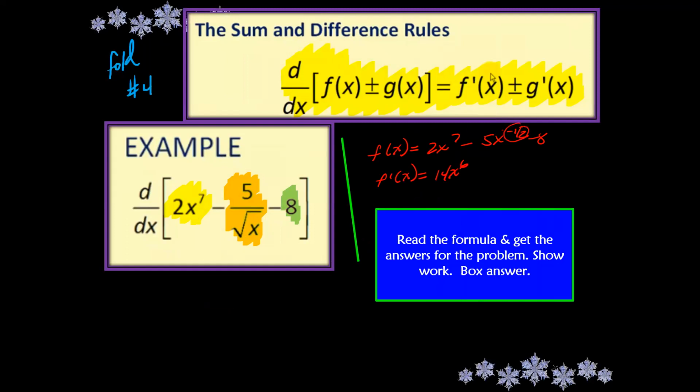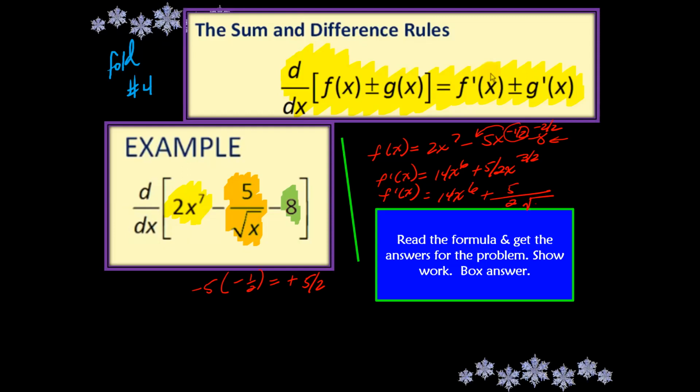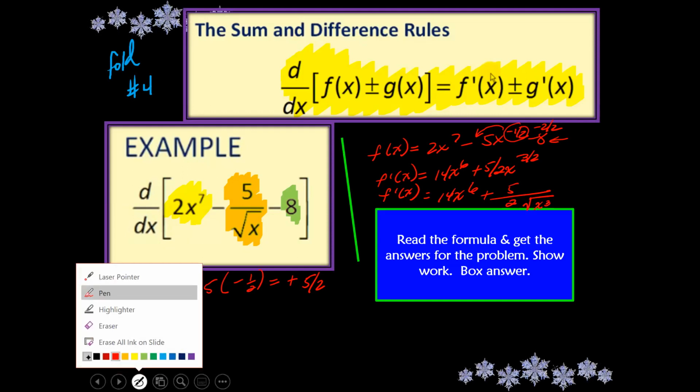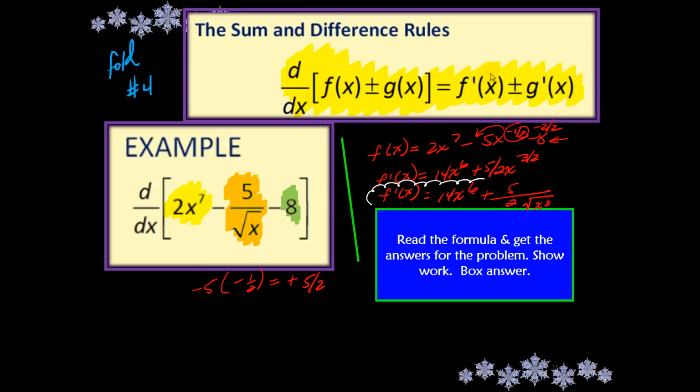If I bring the -1/2 down, I have a -5 times a -1/2, which gives me a positive 5/2 x, and then the minus 1 is a -3/2. And the derivative of just a constant is always going to be 0. So if I rewrite this, f prime of x equals 14x to the 6th power plus 5, 2 is on the bottom. If you write this into a radical, x to the 3rd power squared, and this will be your answer. And that is it.